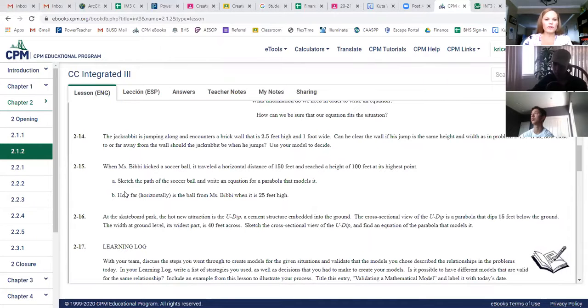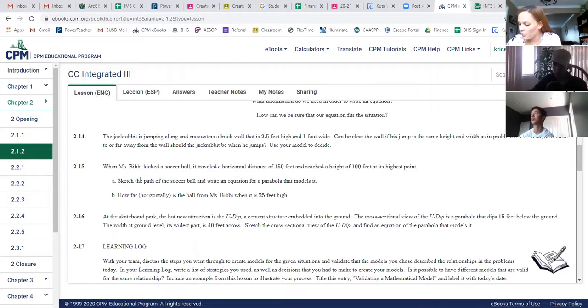And now our last one for today is problem number 15. And it's the same kind of idea where we're going to have to practice solving for A. It says when Miss Bibby kicked a soccer ball, it traveled a horizontal distance of 150 feet and reached a height of 100 feet at its highest point. Sketch the path of the soccer ball and write an equation for the parabola that models it. And then part B is how far horizontally is the ball from Miss Bibby when it's 25 feet high.